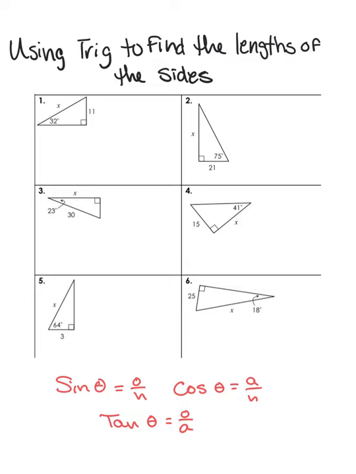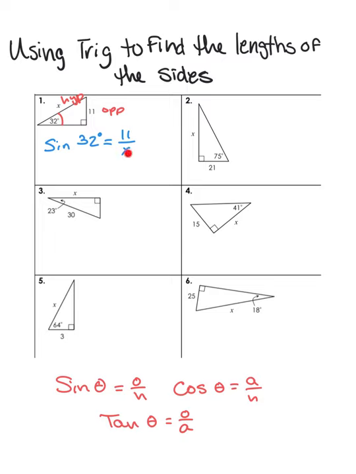So for the first one, the 32-degree angle, 11 is my opposite and x is my hypotenuse. Based on this, opposite over hypotenuse, well, that's my sine function. So the sine of 32 is equal to the opposite over the hypotenuse. Make sure that your calculator is in degree mode. If it's not in degree mode, you're going to end up getting the wrong answer anyway. So do make sure of that.